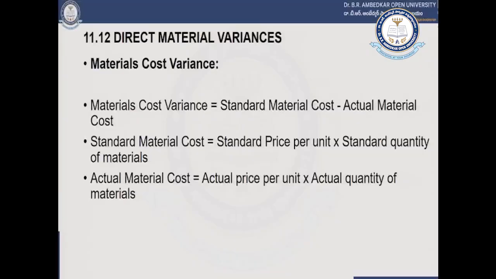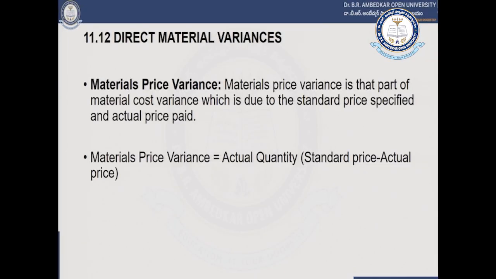The material cost variance can be further subdivided into two components. The earlier formula gives you a mix of both price and quantity, so that we get the total material cost variance. But it is a function of material price variance and material usage variance. Price variance we can calculate individually. Price variance is the variation between the standard price and the actual price, with respect to the total quantity.